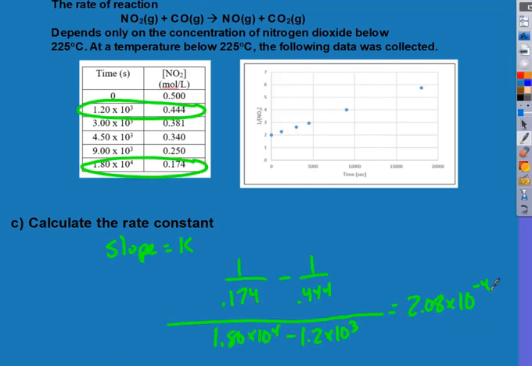So on this one, since it was second order, slope equaled k. You could have taken any two. I chose those two. And remember that you want 1 over concentration since it's second order, because our y values are 1 over concentration. Plugging it in, I got 2.08 times 10 to the negative 4th. If you chose two different ones, you may not get the exact same answer, but you should get a very close answer. And since it's second order, your units on k should be 1 over molarity times time, which is seconds.